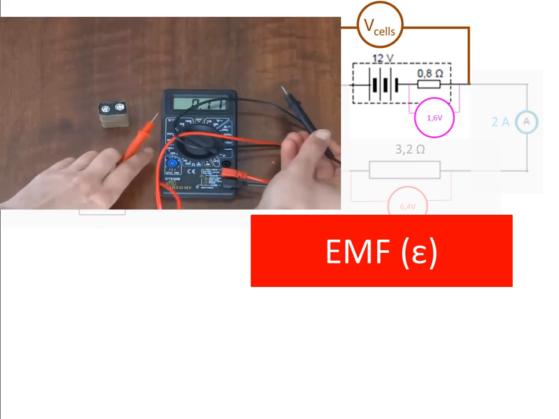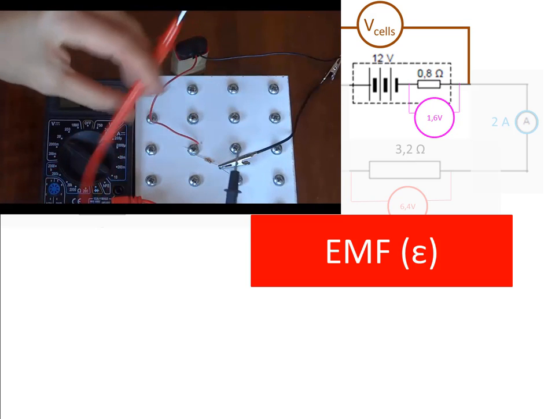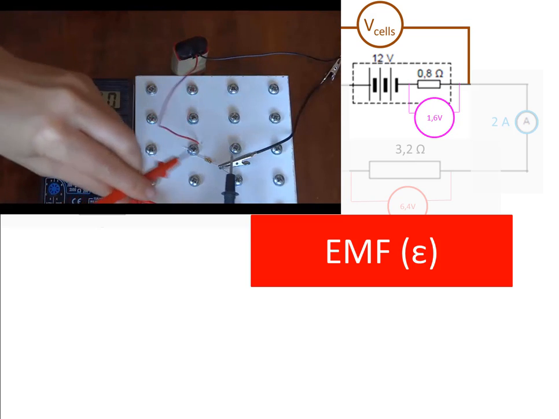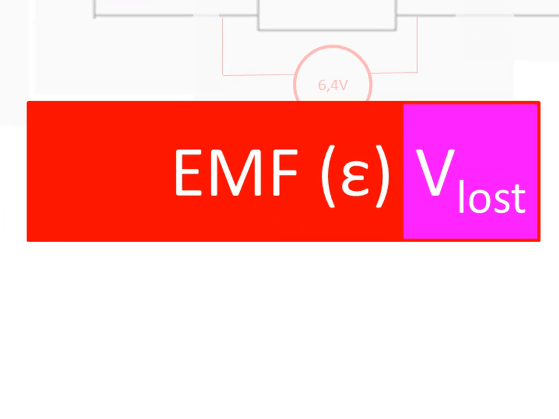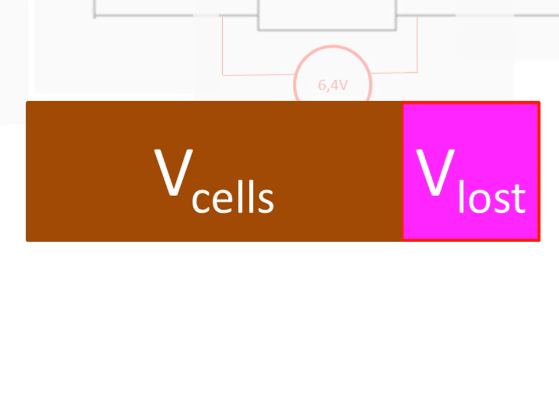When you then connect the battery into a circuit, and therefore current now flows, some of the voltage which the EMF puts in is wasted inside the battery as the current struggles through the battery's internal resistance. The internal resistance converts some of the electrical energy which came from the EMF into heat which leaves the circuit, and that is called lost volts. The voltage which is left over is the terminal potential difference, Vcells.